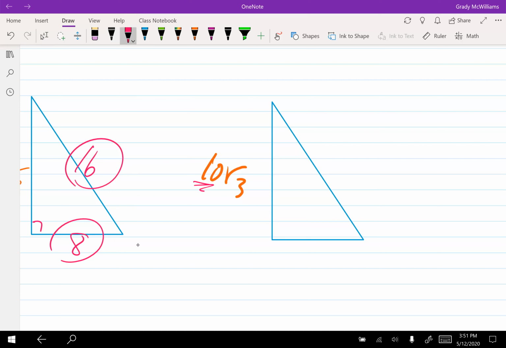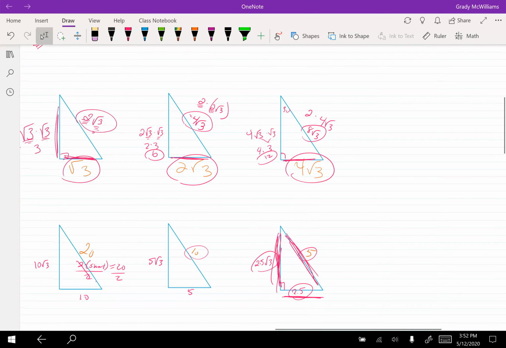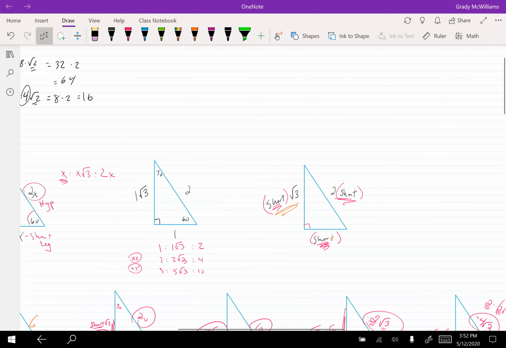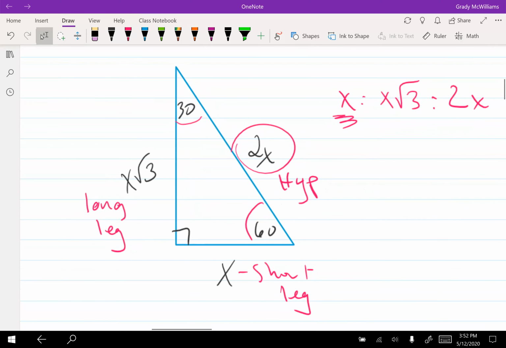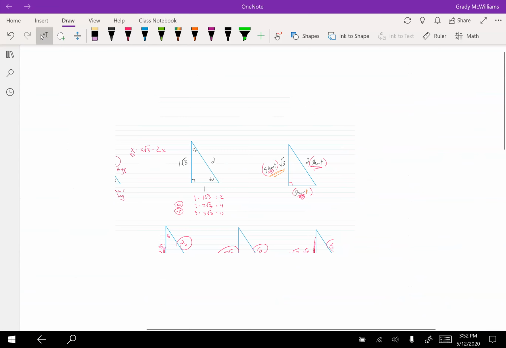Something times the square root of 3 makes 10 square root of 3. It's 10. 10 is the short side. 10 times the square root of 3, and twice 10. Okay, it was x square root of 3, and 2x. Remember that up here? The original thing that I showed you? Where's it at? Right there. Okay, is it starting to connect, or is it just making it more confusing?